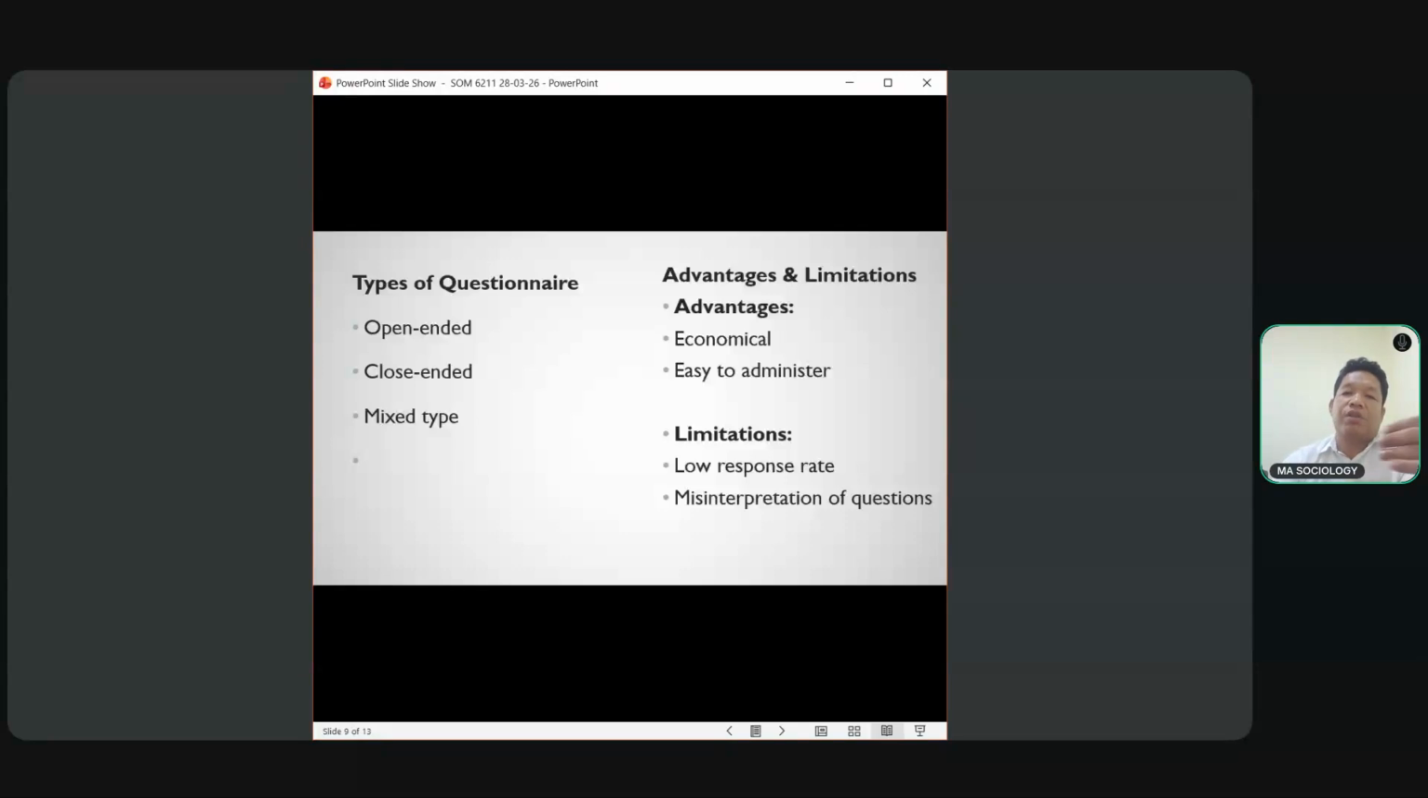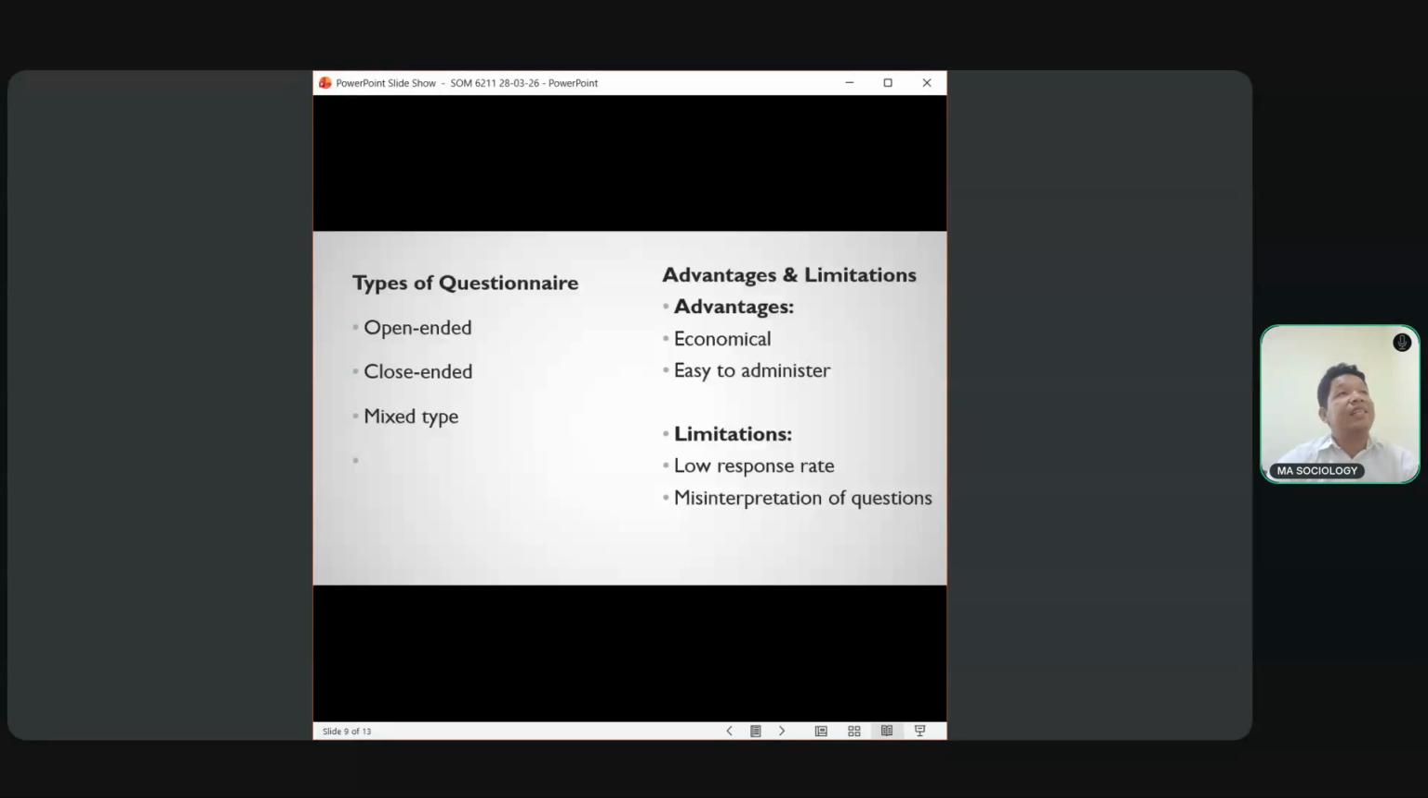Okay, it can be mostly just describing or giving a statement. In close-ended questions, it is very rare for new questions to arise, as they are already fixed. Mixed type questions use both open-ended and close-ended questions to understand social phenomena. The advantage is that it is economical and easy to administer. A low response rate means interpreting questions.